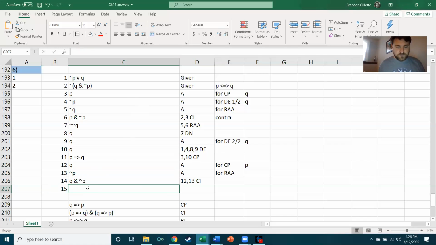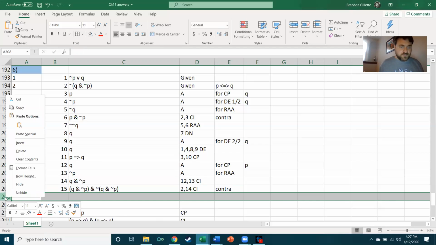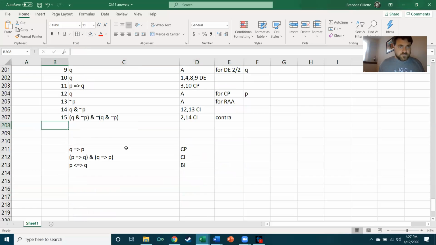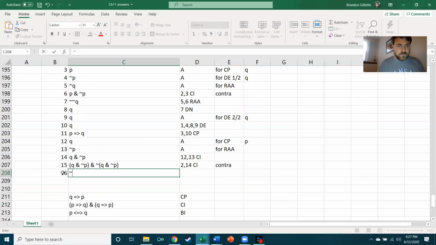On line 15, we're going to say not. Okay. We're going to put together line 2 and line 14 using the rule conjunction introduction. That is also a contradiction. And so then we're going to end up, after I insert a couple more lines, we won't need too many more. That's going to end up discharging the assumption we made on line 13, because that's the last one we made, into not P.